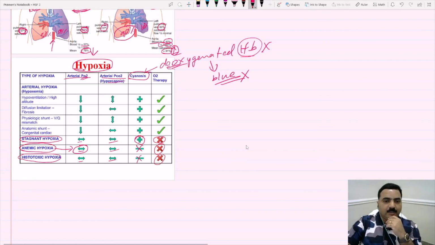The oxygen therapy is of no use. In all these conditions, even if you give oxygen, for example, in an anemic patient, there is no hemoglobin to carry the oxygen, so even if you give the oxygen, there is not much oxygen that can be carried by the blood. That's why oxygen therapy is not much use.